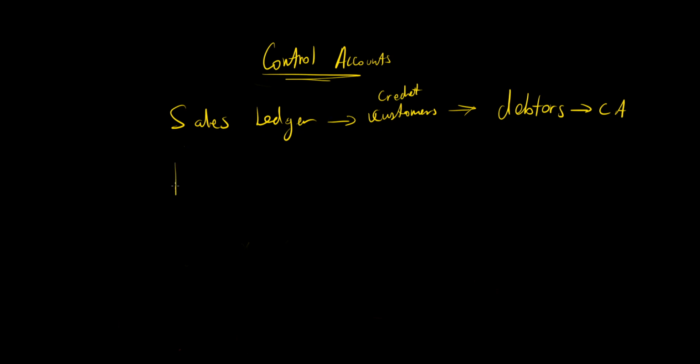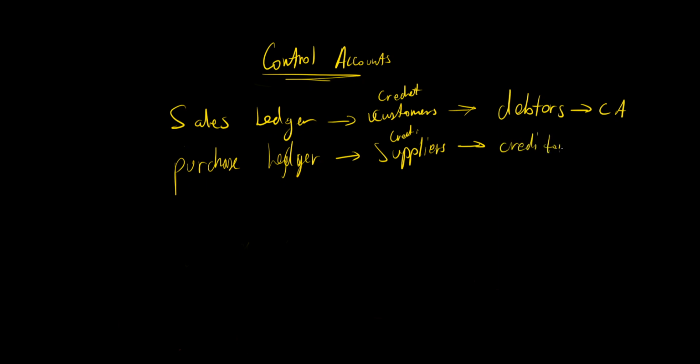Then we have the purchase ledger, which lists all our credit suppliers. They are also known as creditors because we will be paying them money, and they are also our current liabilities.